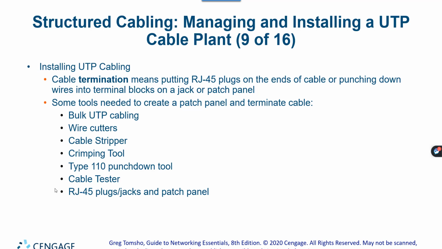We need a type 110 punch down tool to punch the wires into the wall jacks. We need a cable tester so that we can test the cable and make sure it's up to specifications. And then we also need all of the connectors, the RJ45 connectors, and then the jacks, and we need a patch panel. Remember? So use this chapter when you're making an estimate to remember everything that you're going to need to buy. You don't want to give the customer an estimate and then lose money because you forgot to add something into the estimate.